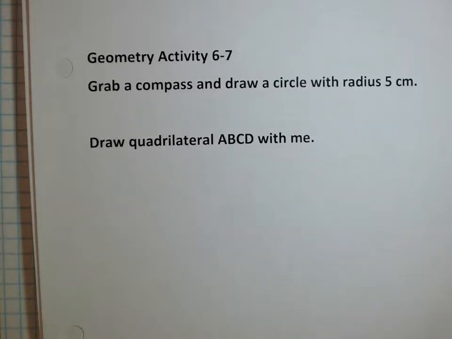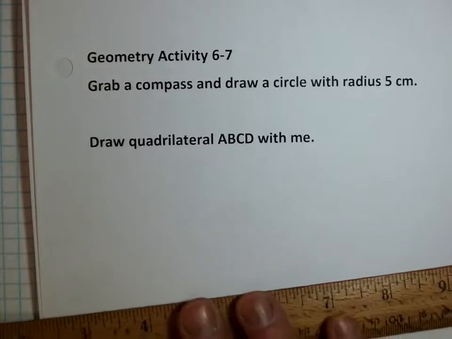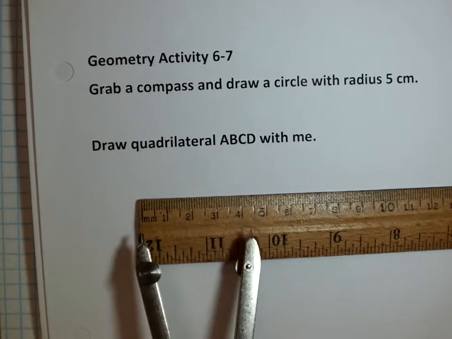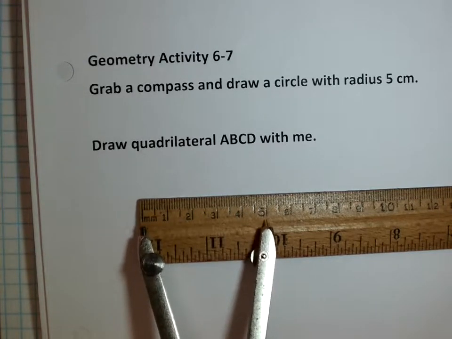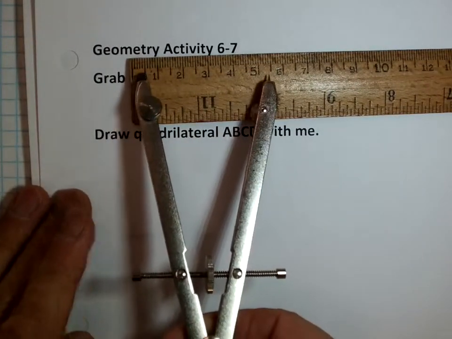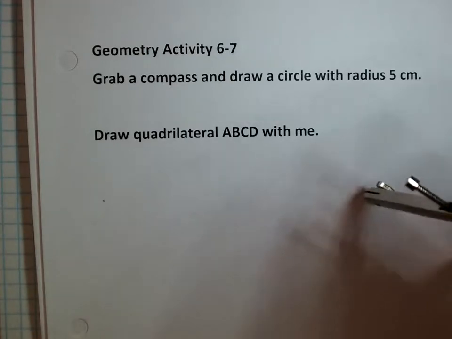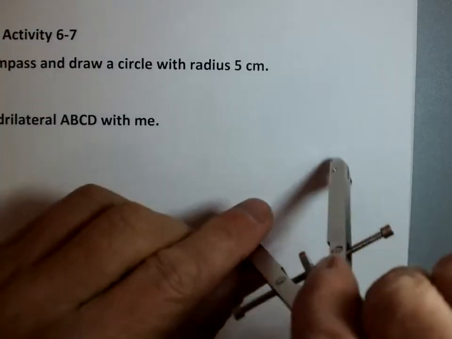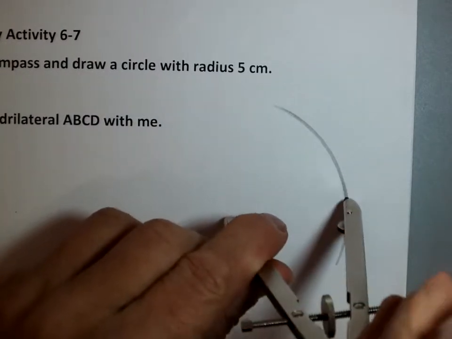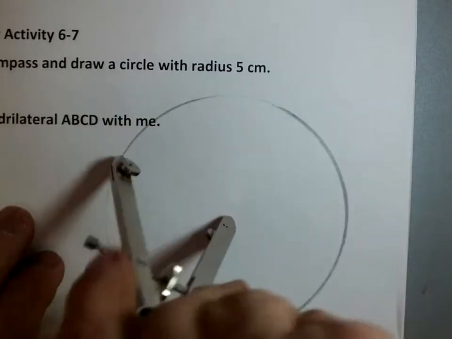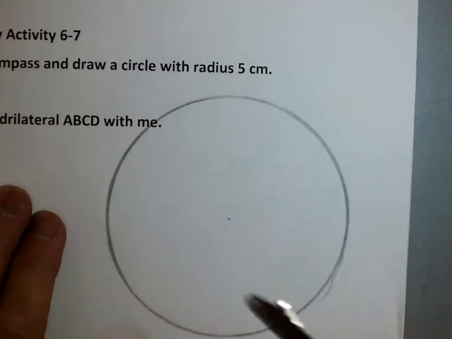Okay, so grab a compass and draw a circle with radius 5 centimeters. I'm going to make sure that it is 5. So I take my ruler, make sure my compass is 5 centimeters. Okay, it's 5. Looks pretty good. So I'm going to draw a circle, radius of 5, and poke it right about here. I'll draw this over here so you guys can see what I've got. Okay, there's my circle.